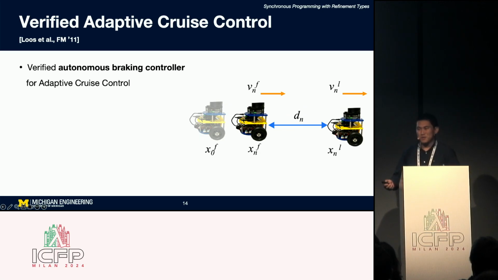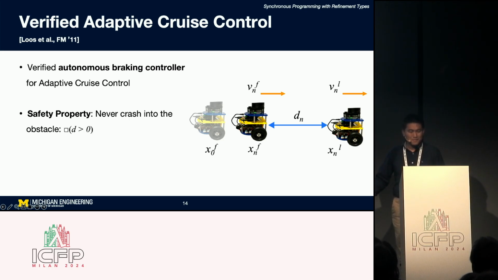But, of course, we also need to work with some roboticists here. We need to work with actual robots in the lab. So we've implemented and then verified an adaptive cruise controller, an autonomous braking controller on actual robots in our lab. And so a nice property that you can have is that if you're trying to follow another robot, you don't really want to crash into that robot. That would be pretty bad.